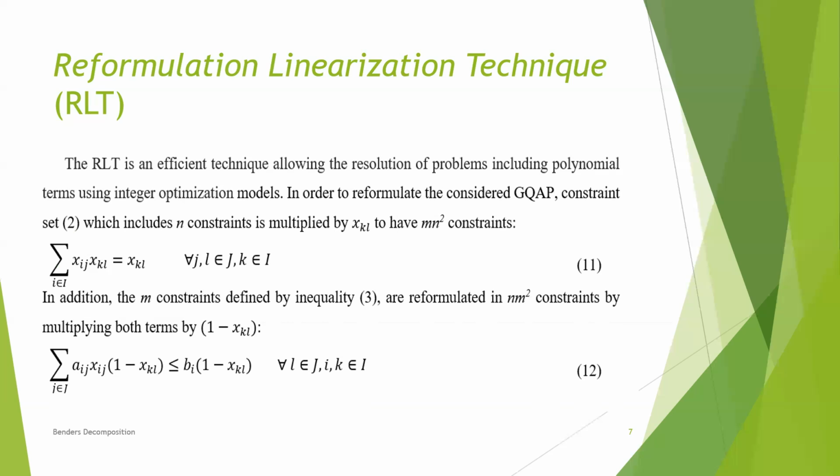In addition, for the capacity constraint, which also includes binary variables, we can multiply both sides of this constraint by the term 1 minus xkl, because the term 1 minus xkl is also a non-negative variable. Therefore, there is no change in the constraint, and it would be written as equation number 12.